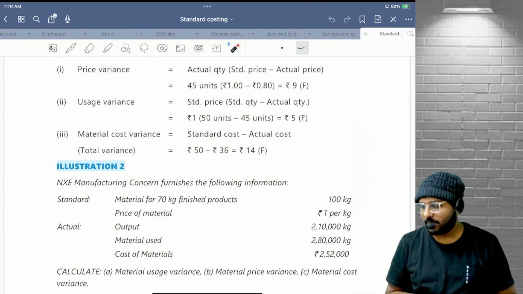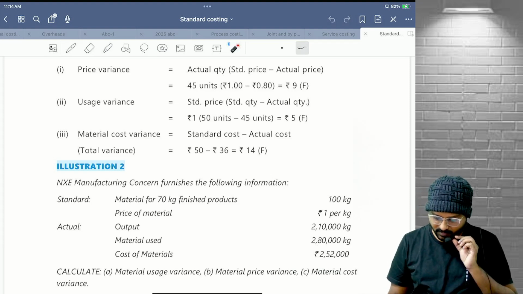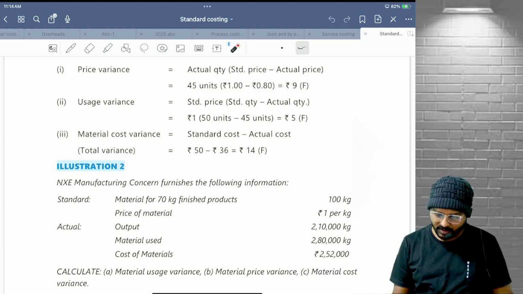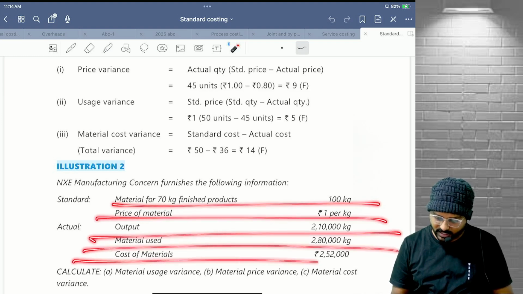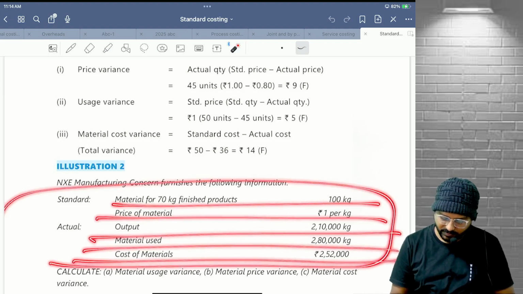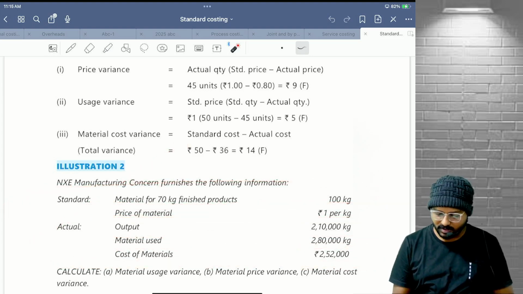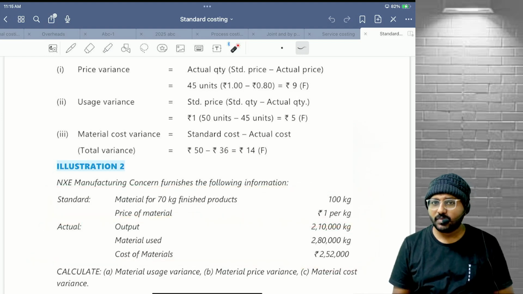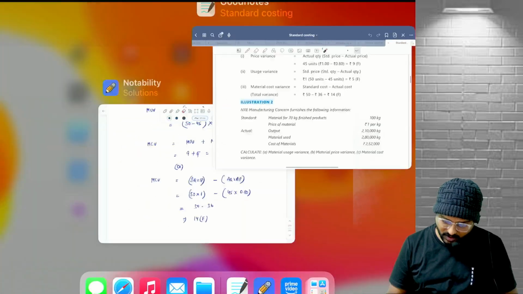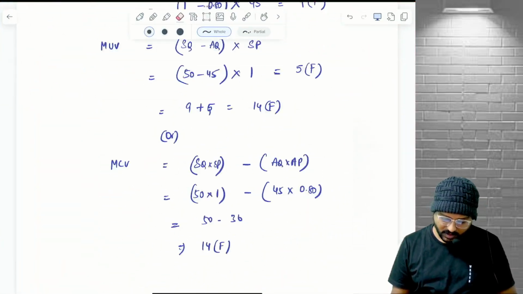Finished? Shall we start solving? Did you see and understand each and every data given in the question carefully? That is important. This is standard data. This is actual data. Have you seen it? All right. Now let's start solving. Illustration 2.